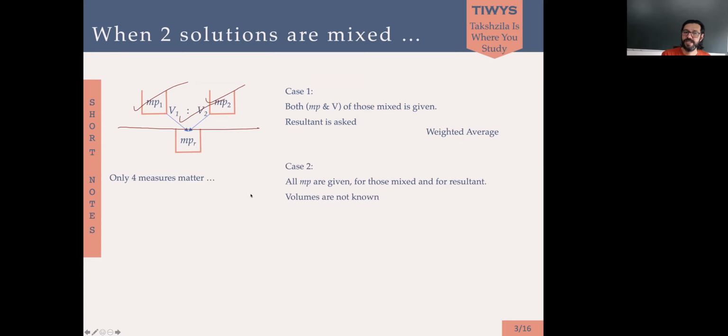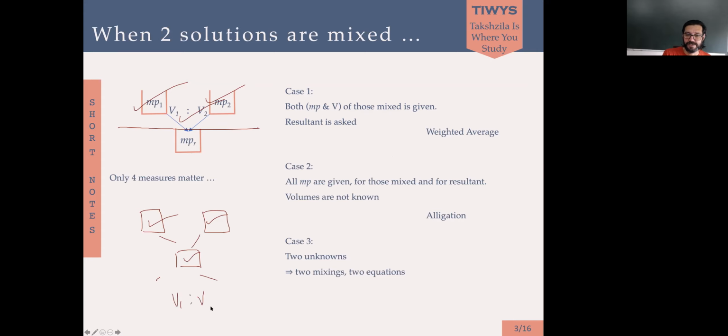What is the other situation? All 3 boxes are known. What are those 3 boxes? The volume is not known, this is known, and this is known. So what will you do? We'll do alligation and we'll get the ratio of volumes. This is to be found.